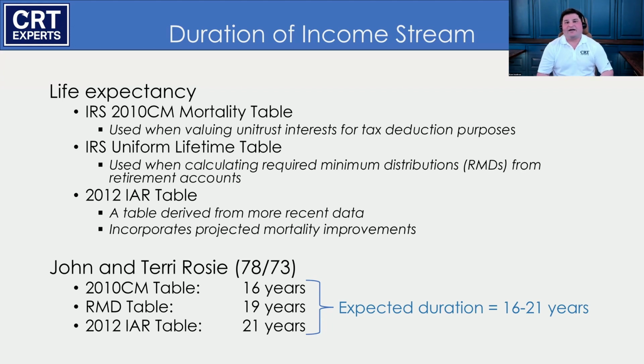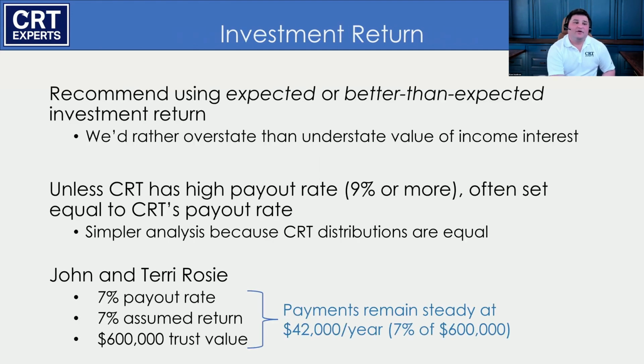So we're going to look at the values over that range. And this is very typical in terms of where those three tables would project in terms of shortest, middle, and longest. So once we have the duration, we need to make an assumption for investment return. As long as the CRT doesn't have 10, 11 plus percent payout rates, we recommend just peg the investment return to the distribution rate.